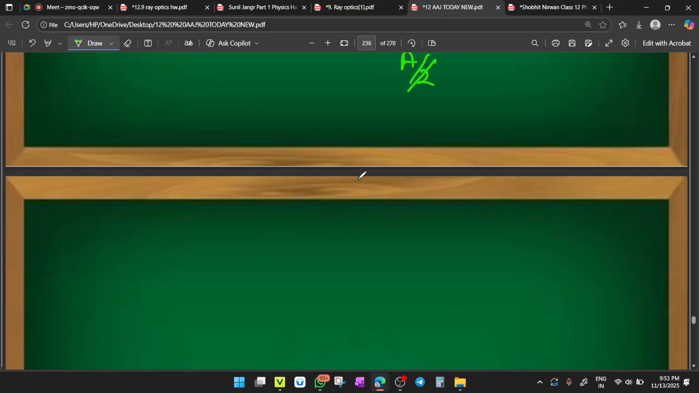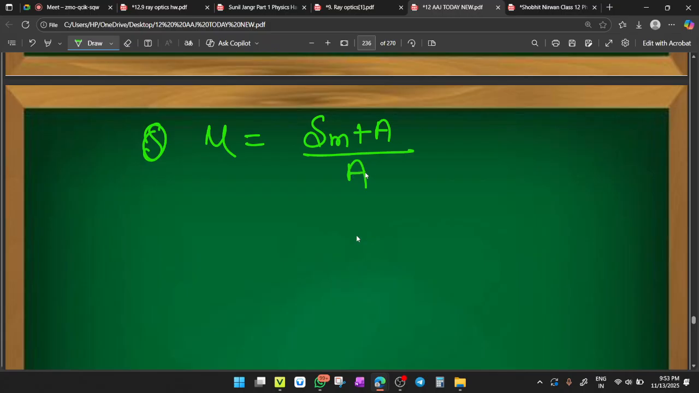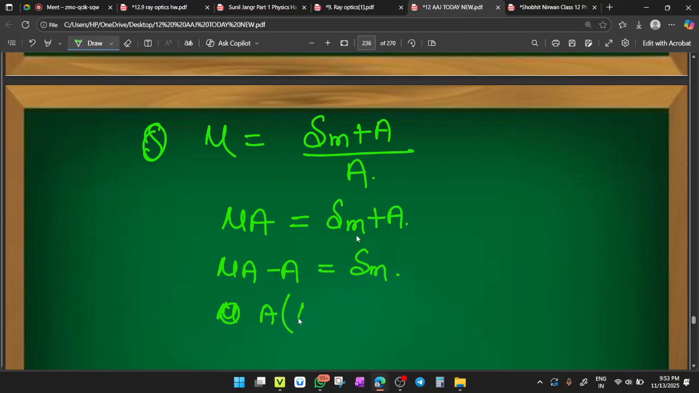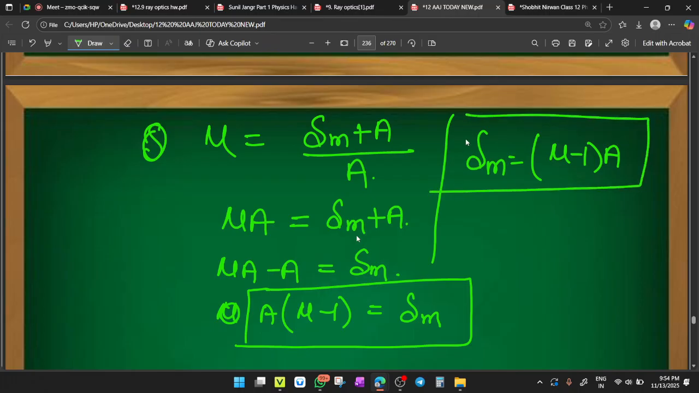So mu becomes delta m plus A by A. Multiply, so mu into A equals delta m plus A. Make this side: mu A minus A equals delta m. For a thin prism, you can take A as common. It will be mu minus 1 into A equals delta m. So this is another relation for minimum angle of deviation: delta m equals mu minus 1 into A. Clear?